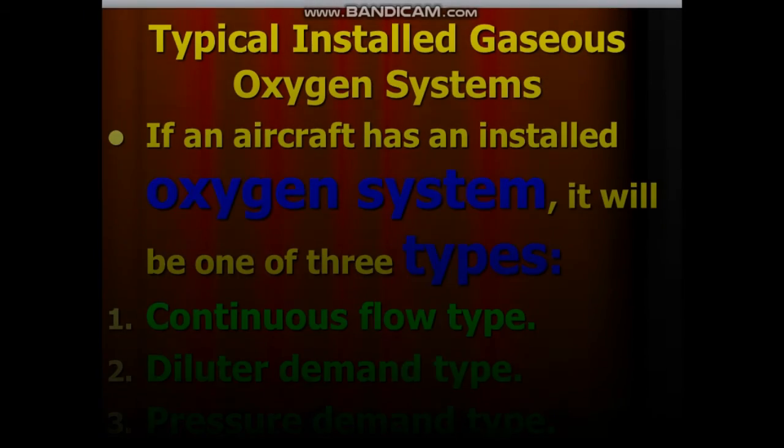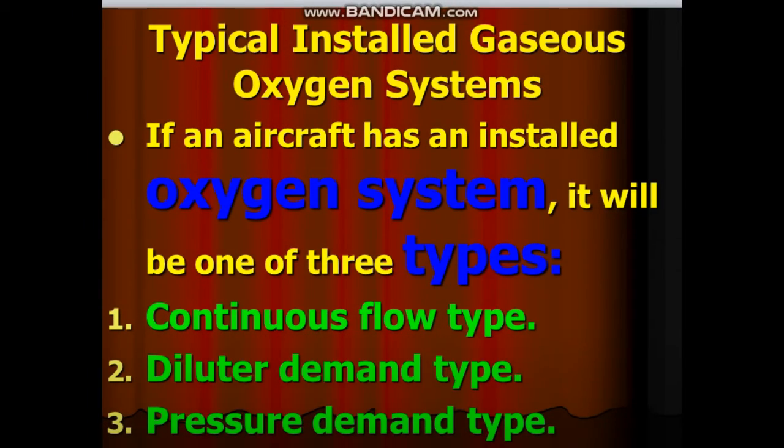Typical installed gaseous oxygen systems. If an aircraft has an installed oxygen system, it will be one of three types: continuous flow type, diluter demand type, or pressure demand type.